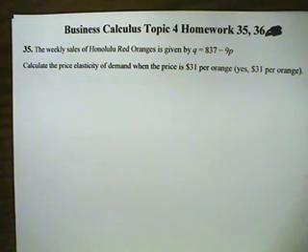Business Calculus, Topic 4, Homework Problems number 35 and 36. 35. The weekly sales of Honolulu red oranges is given by Q equals 837 minus 9P. Calculate the price elasticity of the demand when the price is at $31 per orange.